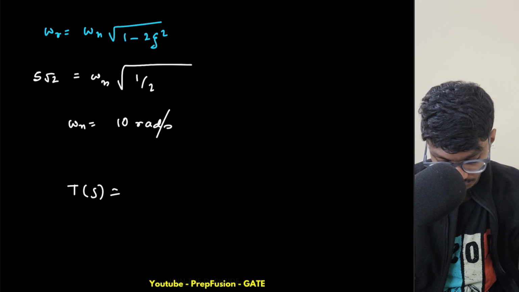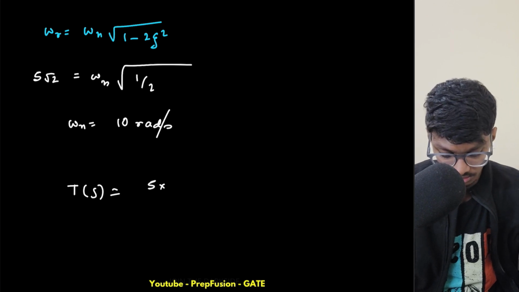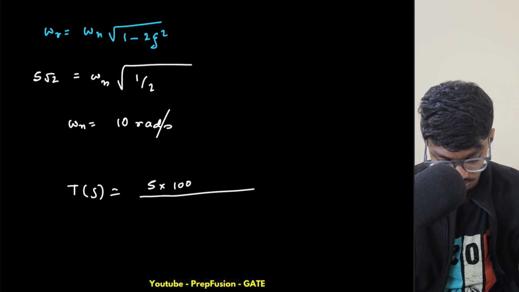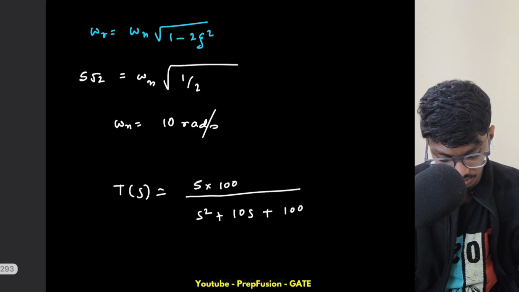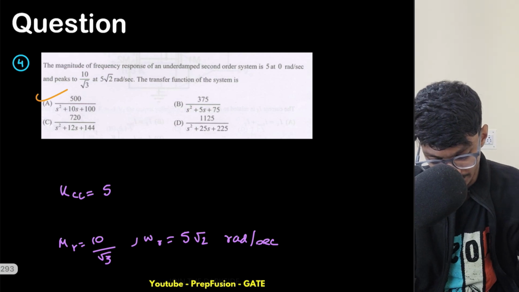So what was my standard format? It was KCL into omega n square, 100, divided by s square plus 2 zeta omega n s. Zeta was 1 by 2, so the 2 cancels out, and omega n is 10, so 10s, plus omega n square, 100. So you can see it is exactly matching with this one.